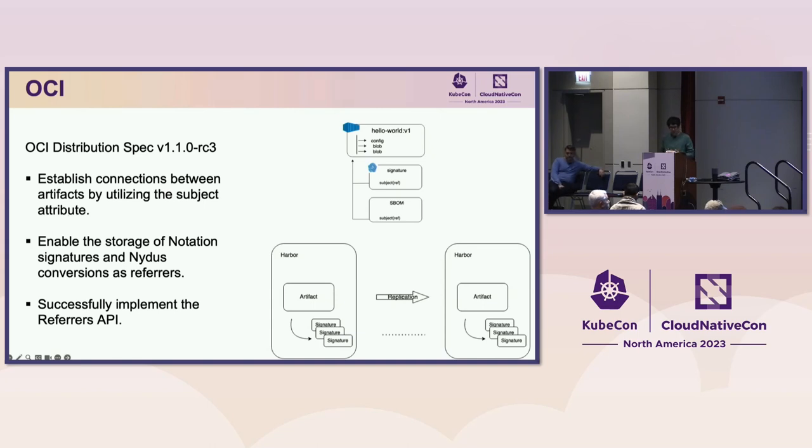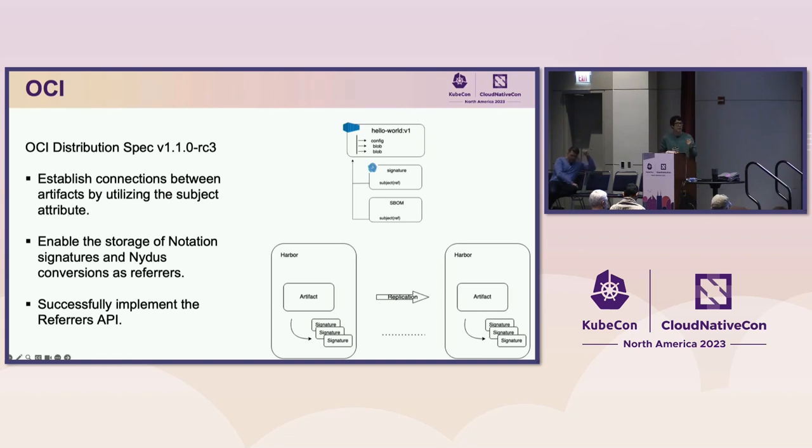So that means you can associate any artifact to a subject manifest without altering the subject manifest itself. Like the figure shows, you can improve your artifact security by adding elements like signature, SBOM. In addition to that, you can replicate those artifacts as a whole.